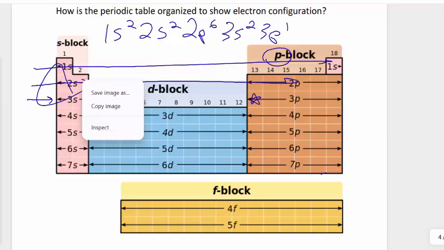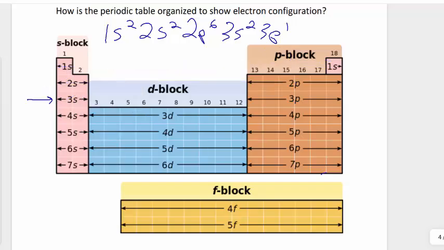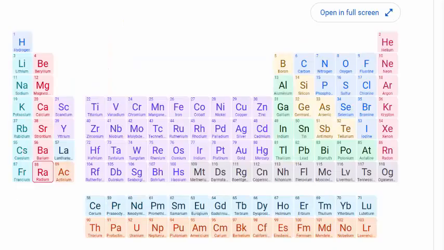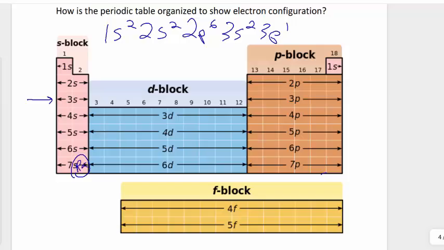Okay, we're going to do a shorthand one, and you'll see how easy it is with this method. So let's find this element right here. That element right there on the periodic table is radium. So let's say you wanted to do the shorthand configuration for radium. This is group 18 here, and if you remember from the example, it was helium, neon, argon, krypton, xenon, and radon.